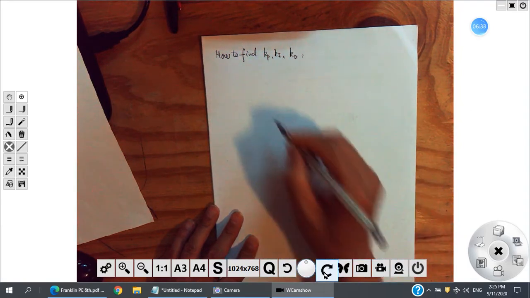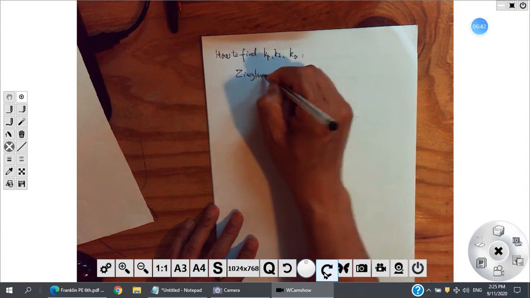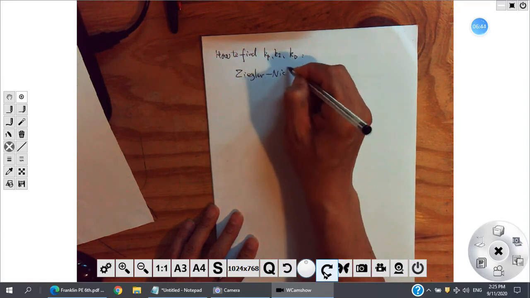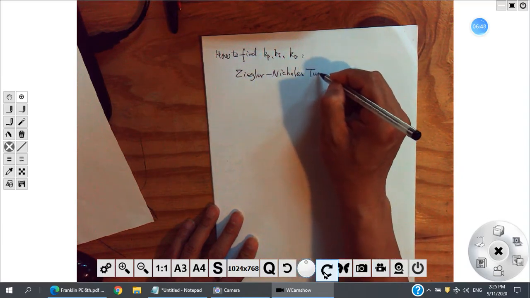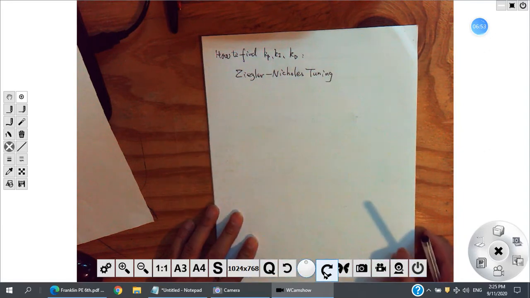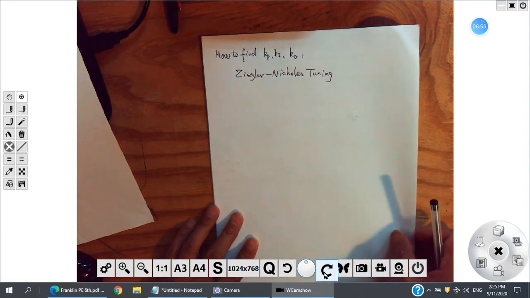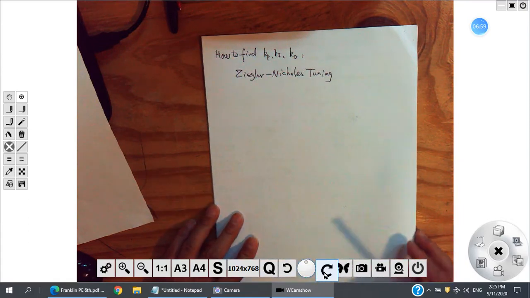Now we call this the Ziegler-Nichols method, named after the 2 people who gave it. Of course, it is like tuning. You have an instrument, a musical instrument, and you tune it to make the sound good, right? Make the sound good.